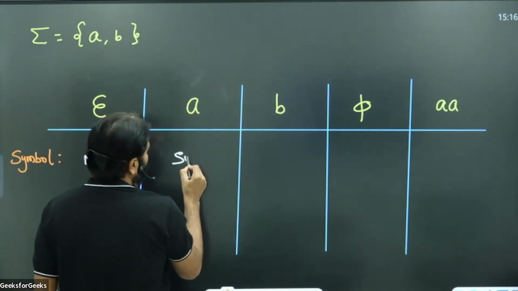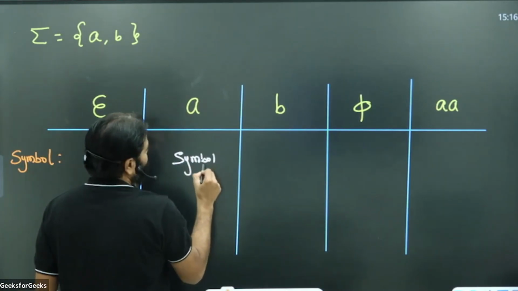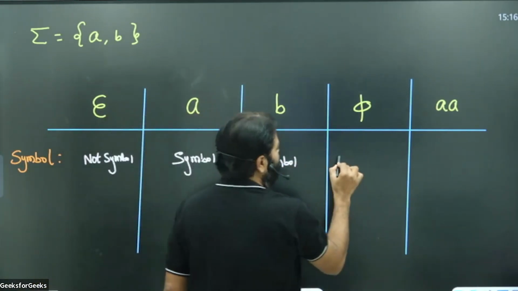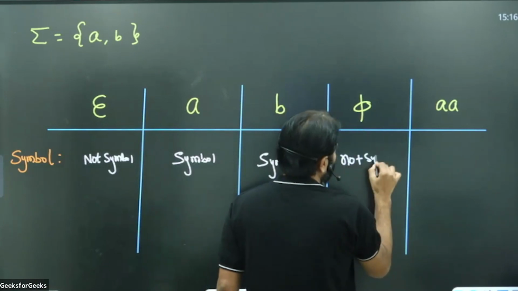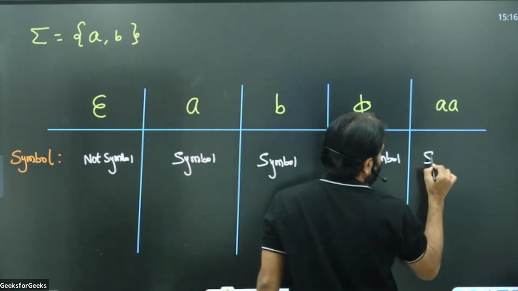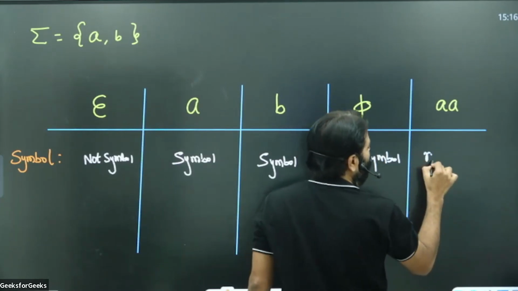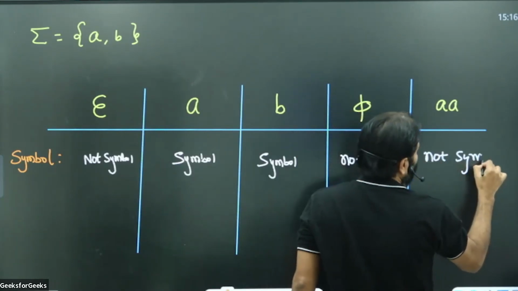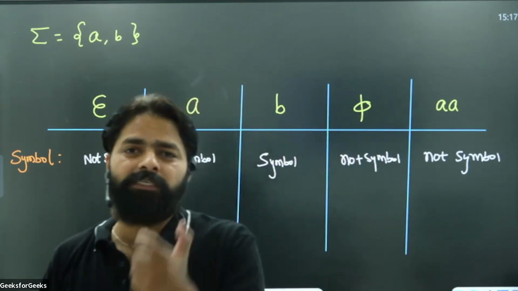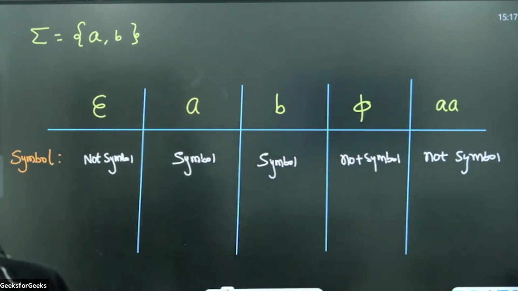This is a symbol. This is a symbol. And again, this is not a symbol. For this sigma, only A and B are symbols. Double A is not a symbol. Everybody clear? Never make a mistake understanding the basic concepts. Got it?